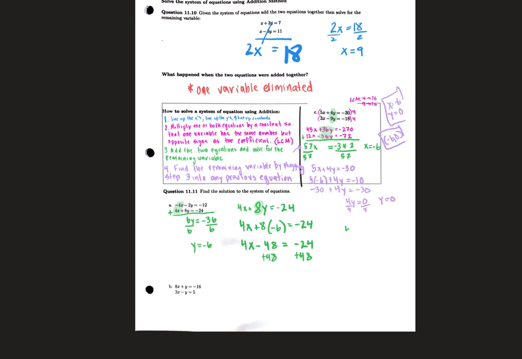And that tells us that we have 4x equals 24. Divide both sides by 4, and we get x equals 6. So our solution is the point 6 for x, negative 6 for y. That one was great because they were the same signs and you could just add them. And I think the same thing will happen with b.